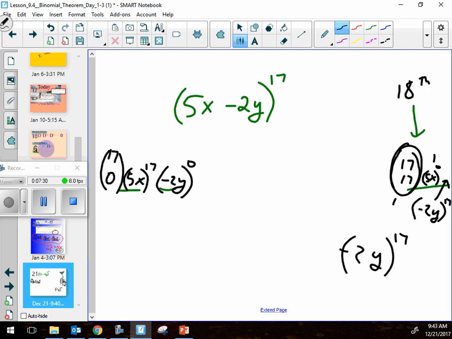How about this? Is the answer positive or negative? It's negative, because that's an odd number. It's going to be multiplied by itself an odd number of times. There'll be a leftover negative after a bunch of them cancel. All right.